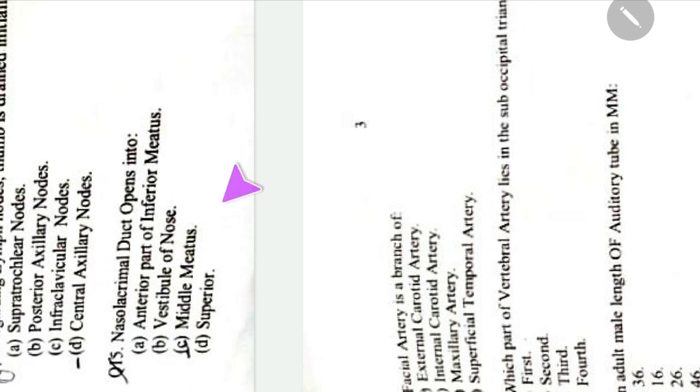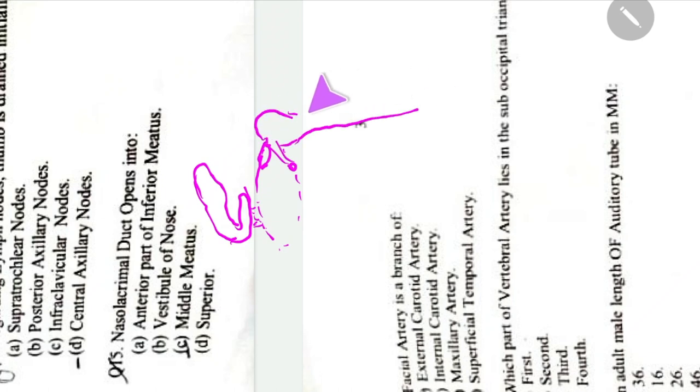Nasolacrimal duct opens into... You have the lacrimal gland. The deep part is the wider, bigger part, the superficial is smaller, and they drain into the conjunctival fornices. Ultimately, you have the lacrimal punctum and lacrimal canaliculi. They join and form the lacrimal sac, and then there is the nasolacrimal duct. Everything you know.